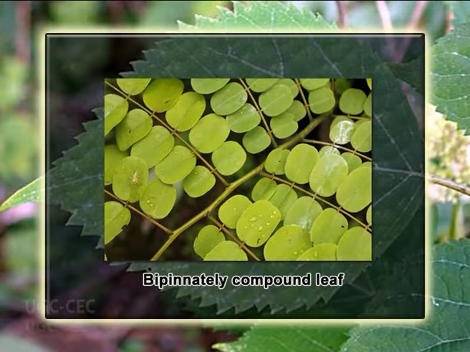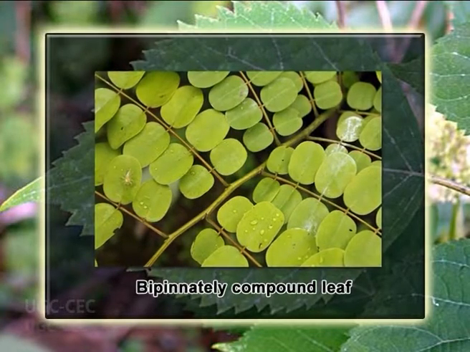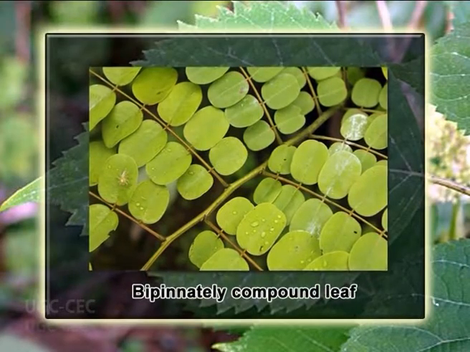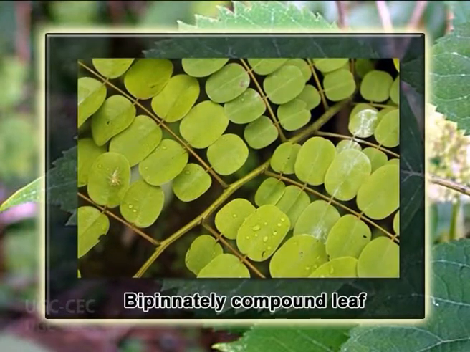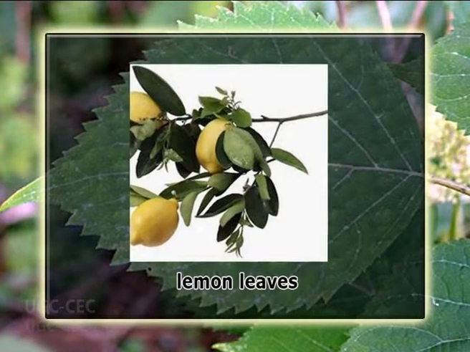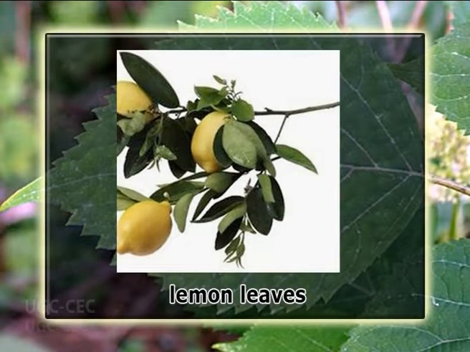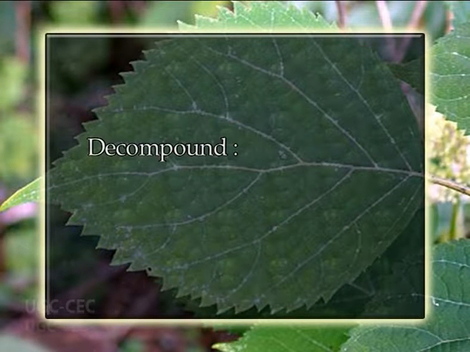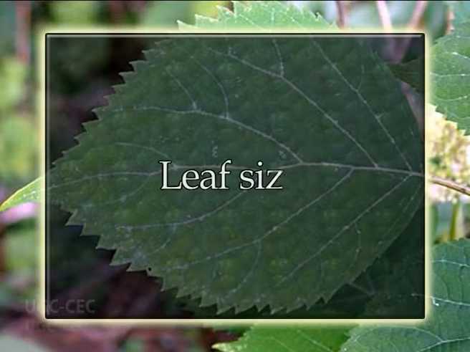Now, bipinnate. It's a twice pinnate compound leaf. The pinnae are dissected again into pinnules. Thus, the main rachis produces secondary rachis which bear the pinnules. For example, Acacia nilotica, Mimosa pudica, etc. Then, tripinnate. A thrice pinnate compound leaf. That is, the secondary axis produces the tertiary axis which bears the pinnules. For example, in Moringa. Now, decompound. It's a compound leaf which is more than thrice pinnate. For example, in carrot, fennel, coriander, etc. Now, leaf size. Leaves show great diversity in size.